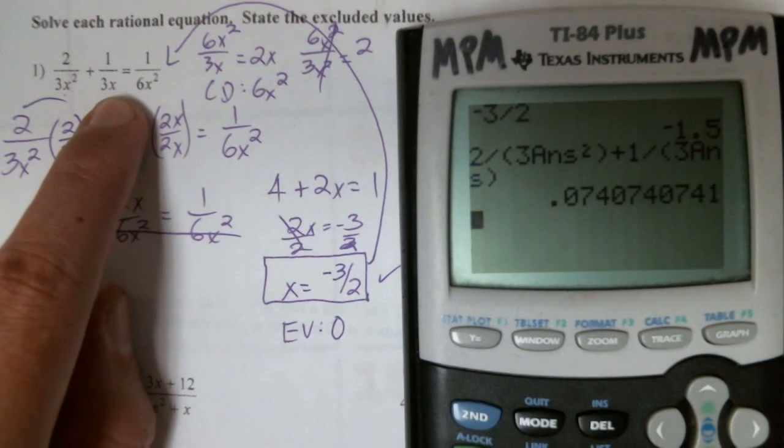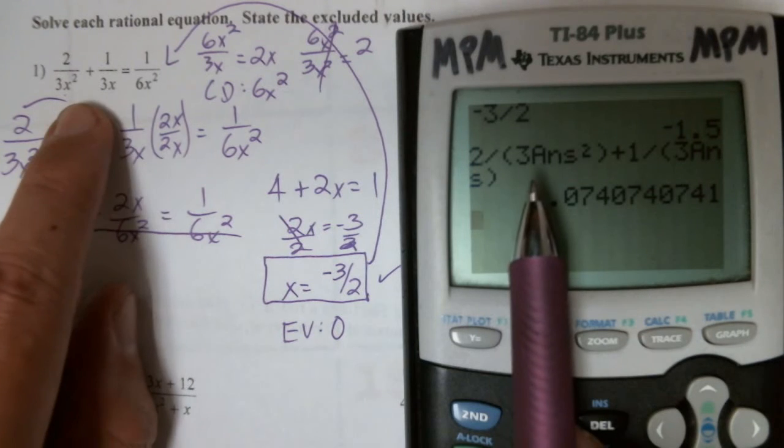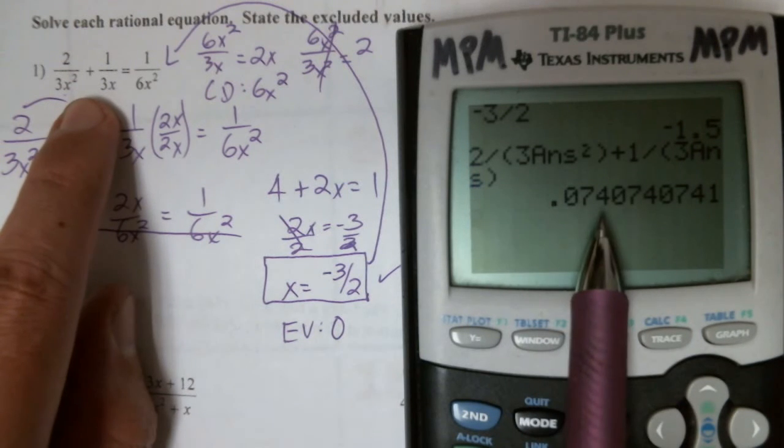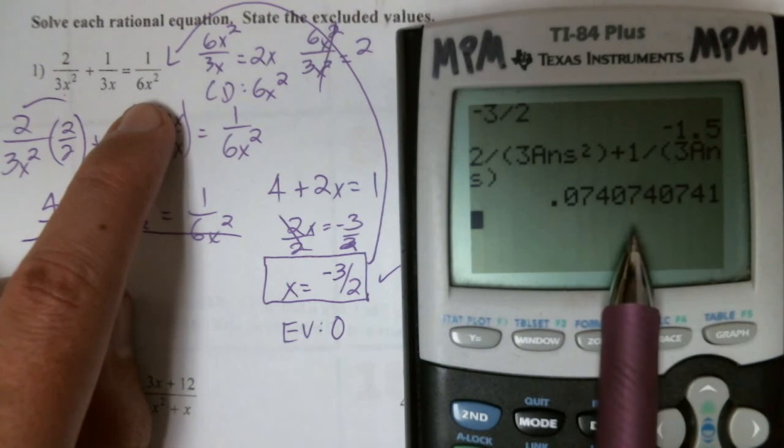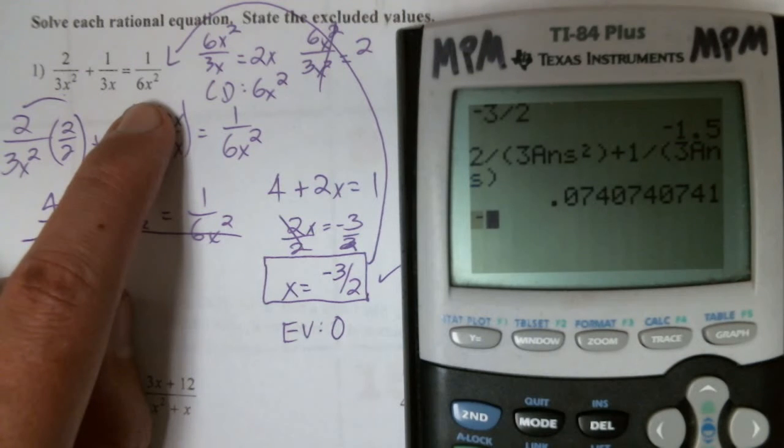Let's get a number. Okay, fine, whatever. We're saying that the left side of the equation is that. That should be equal to the right side of the equation. Okay, now you can plug the negative 1.5 back in and get a number if you want, so let's do that again.